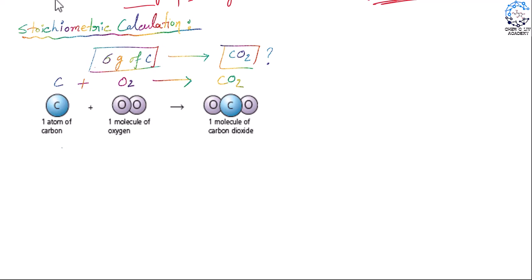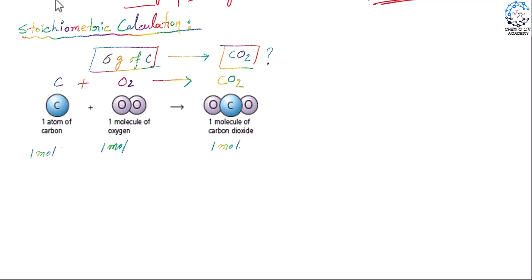Now I'm multiplying. This equation says that one atom of carbon and one molecule of oxygen are reacting to form one molecule of carbon dioxide. I'm multiplying all with 6.022 times 10 to the power 23. So that means I can write here 1 mole of carbon is reacting with 1 mole of oxygen to form 1 mole of carbon dioxide, right?